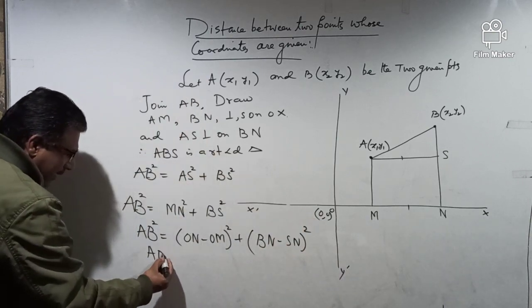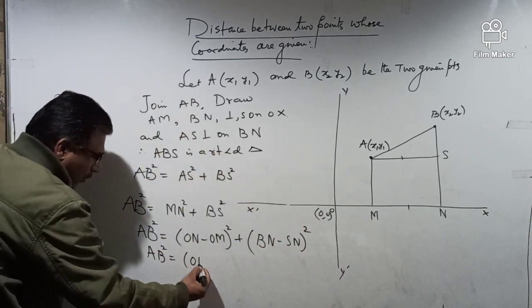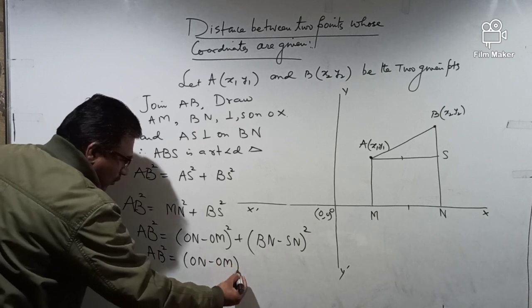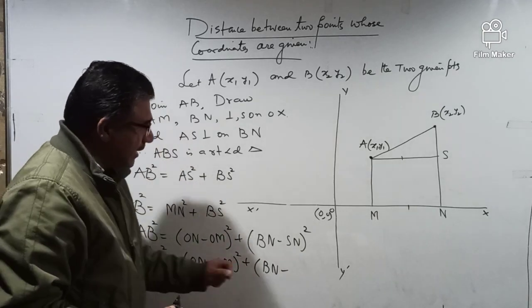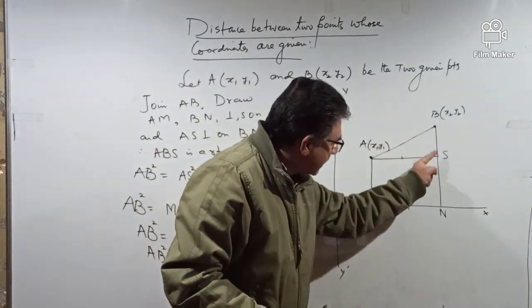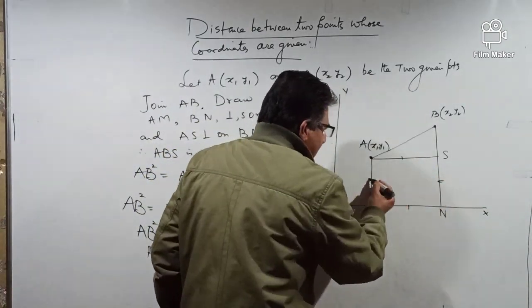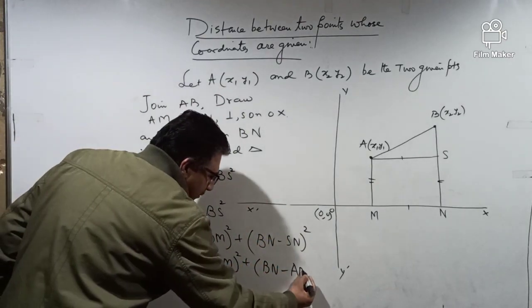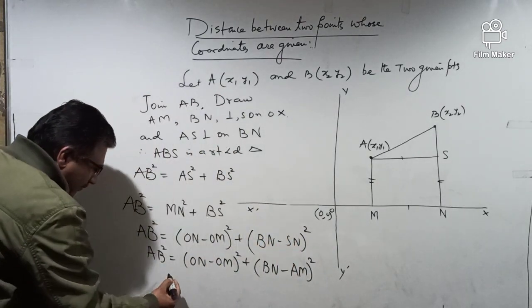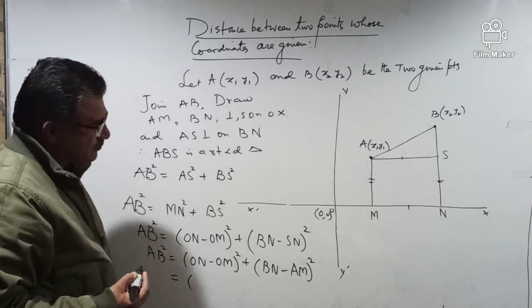Now AB square will be equal to ON minus OM whole square plus BN minus SN. Instead of this SN, I can write AM because SN and AM is one and the same thing. So I will write AM whole square. Now this will be further equal to, what is ON now?